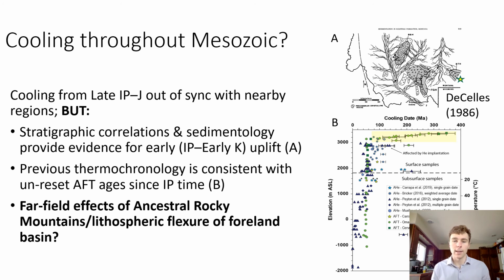Additionally, our best fit time-temperature scenarios indicate cooling from late Pennsylvanian to Jurassic time, which is broadly out of sync with nearby areas. However, some existing evidence showing deflection of paleocurrents and a preserved apatite fission track partial annealing zone may suggest this is possible. Perhaps these rocks were feeling the far-field effects of tectonic events such as the Ancestral Rocky Mountains.